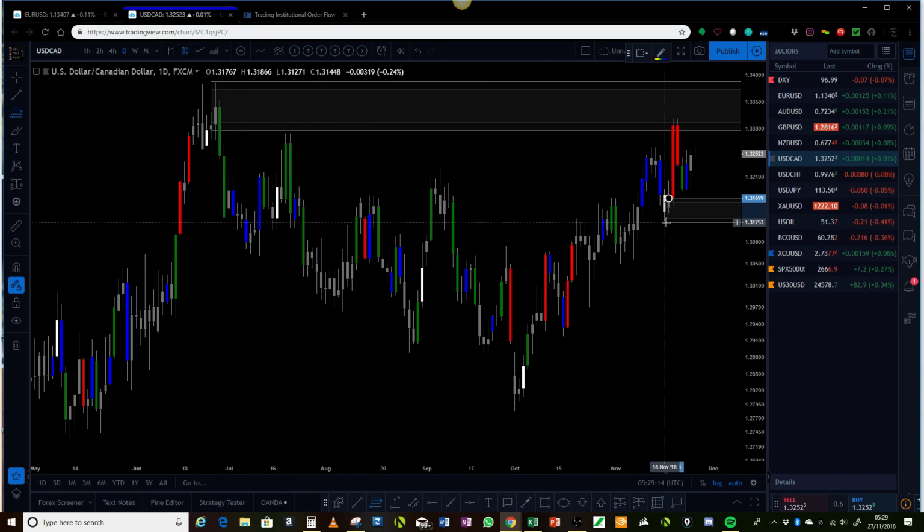And looking at the US dollar Canadian, it too is working off of previously tested supply right now. We've got demand down in there. So those are the levels to watch in the US dollar. Bear in mind with the US dollar being into that supply zone.